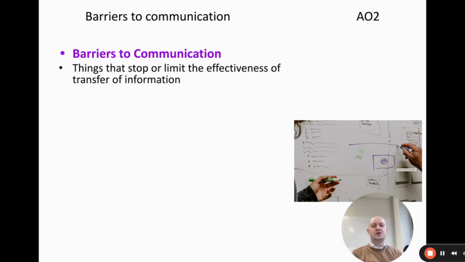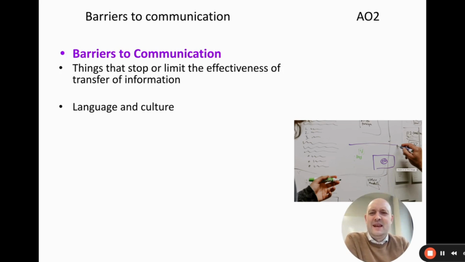Okay, on to the last learning objective, which is barriers to communication. And this is things that stop or limit the effectiveness of the transfer of information. This is a very, very formal way of saying people don't get the information they're being told. I think one of the main ones within a business is language and culture. So obviously language is probably the number one barrier to communication.